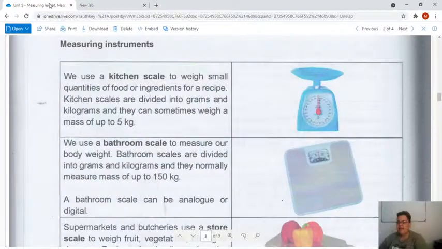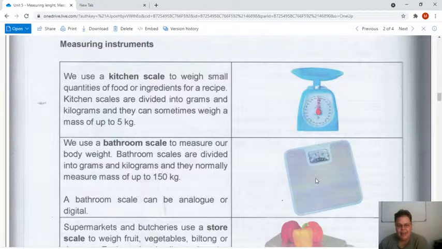So now if you look at the kitchen scale here, and you go down to this scale over here, this is generally known as a bathroom scale. Not because it is always in the bathroom. Most people keep it in the bathroom because it's easier once you're out of the shower or the bath to quickly step onto it and check your weight. But this can be kept in various other places in your house. We use a bathroom scale to measure our body weight. Bathroom scales are divided into grams and kilograms, and they normally measure up to 150 kilograms. A bathroom scale can be analog or digital.